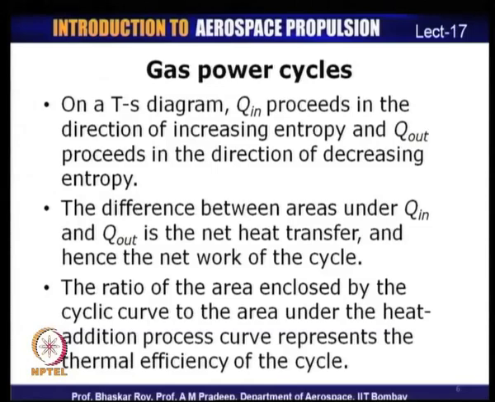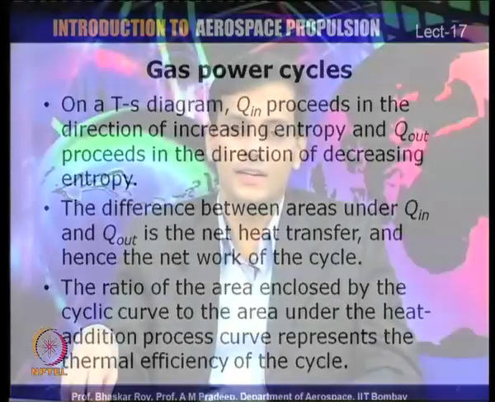And so, the ratio of the area enclosed by the cyclic curve to the area under the heat addition process represents the thermal efficiency, because thermal efficiency is W net by Q in. Since W net is equal to Q net, the ratio of the area under the cyclic curve, which is equal to Q net and in fact equal to W net, to the area under the Q in process, that is the heat transfer into the system, represents the thermal efficiency of this particular cycle.